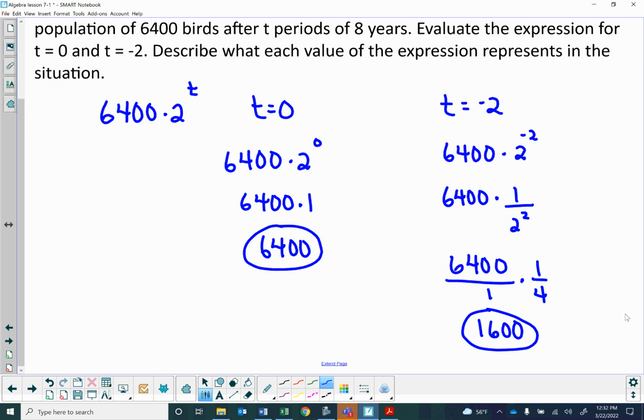But what do those numbers represent? Okay, well, if t equals 0, that means 0 periods of 8 years, which means now. It means the current population of birds is 6,400. Okay, so we're going to write that. The current population of birds is 6,400.